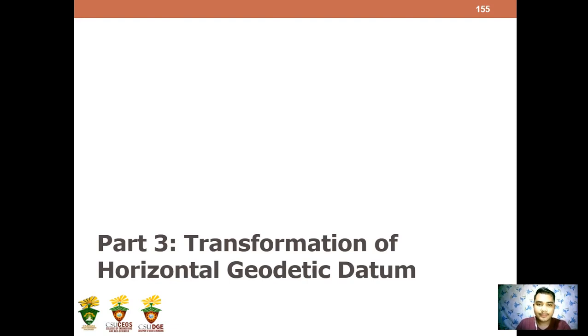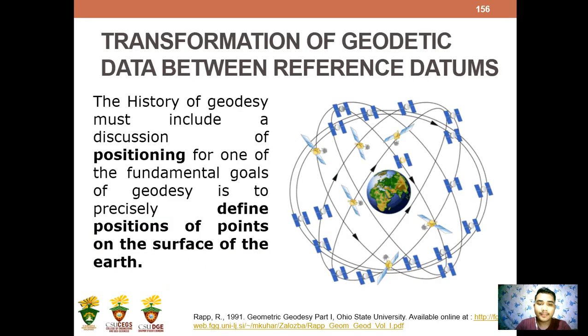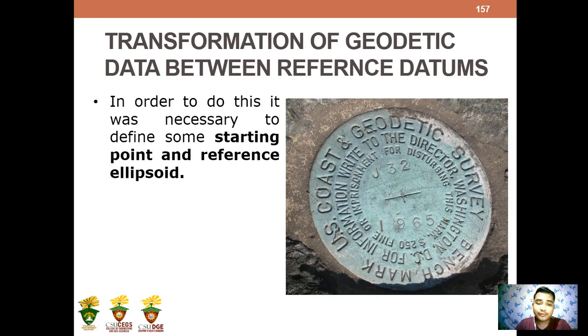Alright, so we are now down to part 3 of this topic, which is the transformation of horizontal datum. For transformation of geodetic data between reference datums, the history of geodesy must include the discussion of positioning. One of the fundamental goals of geodesy is to precisely define the position of points on the surface of the Earth. So that's why we are studying geodesy, because we need to determine the exact location on the surface of the Earth. In order to do this, it was necessary to define some starting point and reference ellipsoid.